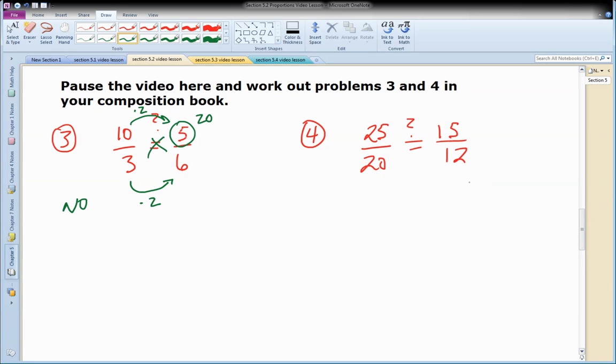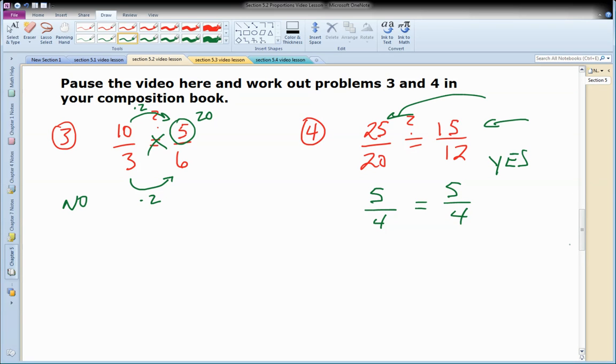All right. What about number 4? Maybe I try to simplify. So 25 and 20, I know both are divisible by 5. 25 divided by 5 is 5, and 20 divided by 5 is 4. For 15 and 12, I know they are both divisible by 3. 15 divided by 3 is 5, and 12 divided by 3 is 4. So when I simplify these, they are equal. So yes, these two ratios form a proportion. Or we can also say they are proportional to each other.